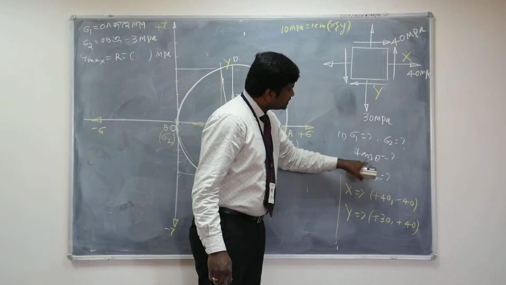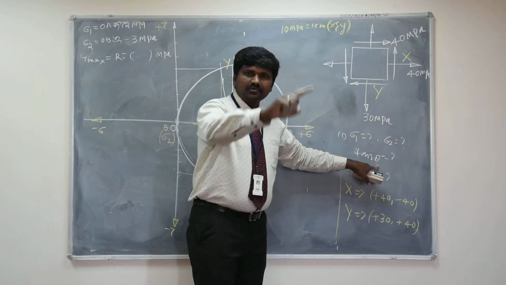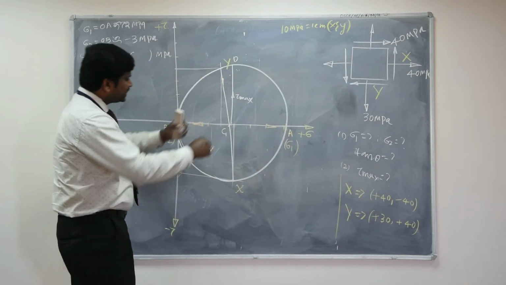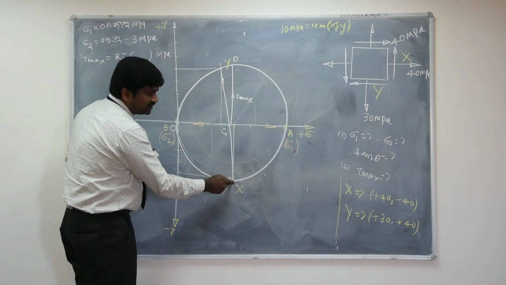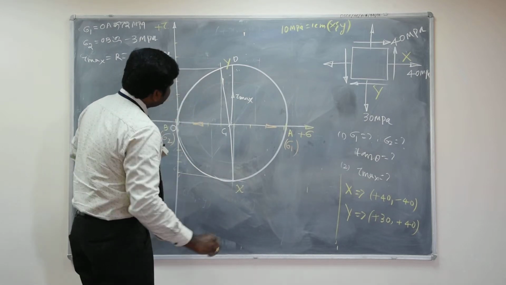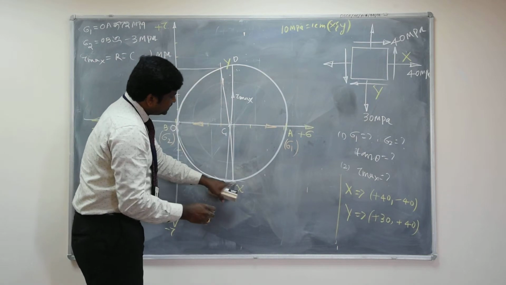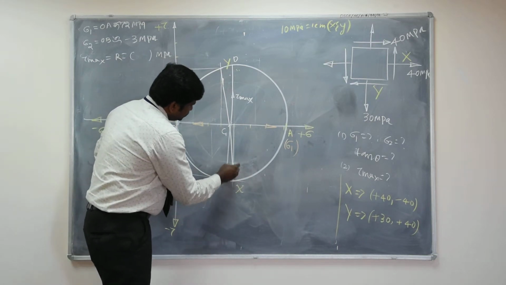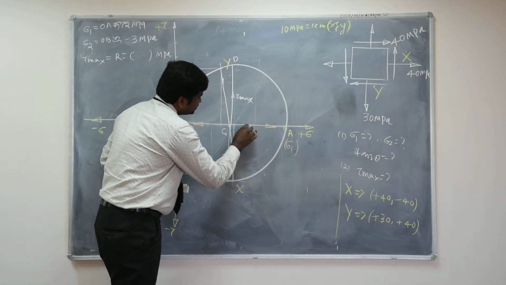To find the direction, analytically we use this equation, tan 2 theta is equal to 2 times tau xy divided by sigma x minus sigma y. But graphically, we can straight away measure the inclination of the point Cx, if you project this. See, x is on this side, say the fourth quadrant. So angle 2 theta will be this.